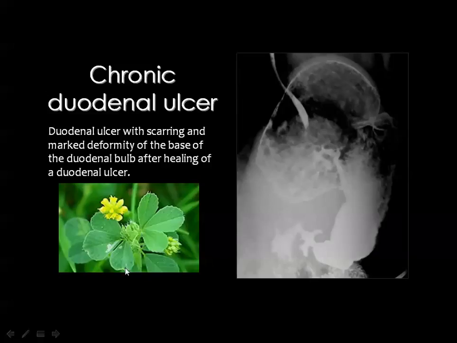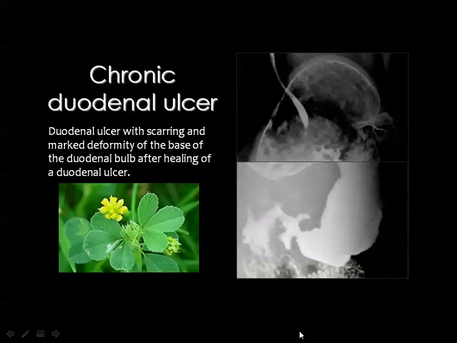And after healing of an acute duodenal ulcer, there is some kind of fibrosis and contraction and deformity of the duodenal cap. And in this situation, you can see the typical appearance, which is known as the trifoliate deformity of the duodenal cap.